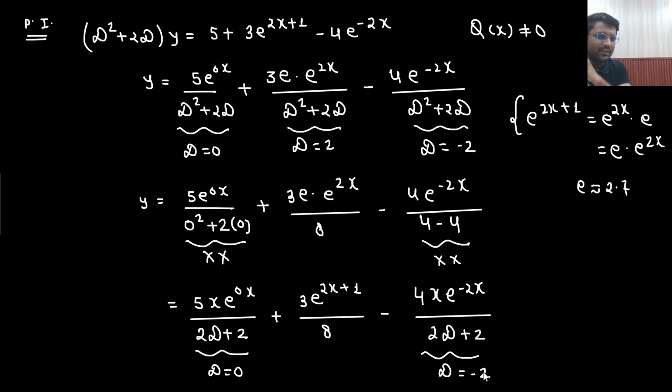In all the cases, everything is the same till this point. Here I am supposed to put d equals 0. Here I am supposed to put d equals 2. Here I am supposed to put d equals minus 2. Here there was no issue, sir. When I put d equals 0, there is a problem. When I put d equals minus 2, there is a problem.